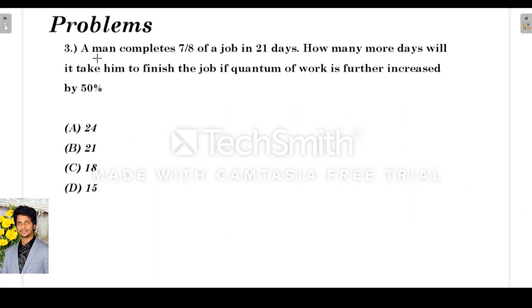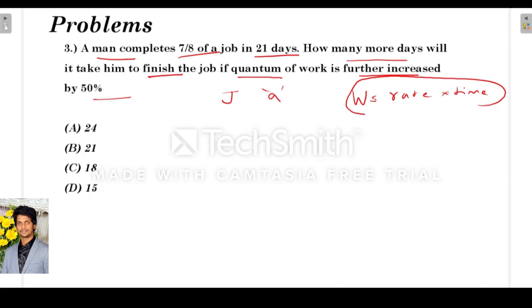So the next question is, a man completes 7/8 of a job in 21 days. How many more days will it take him to finish the job if the quantum of work is increased by 50%? So let us assume the work as J and the rate of his doing as A. So we know work is equal to rate into time, right? This formula we know. So here they are telling he finished 7/8 of a job in 21 days. So the job is 24A, right?